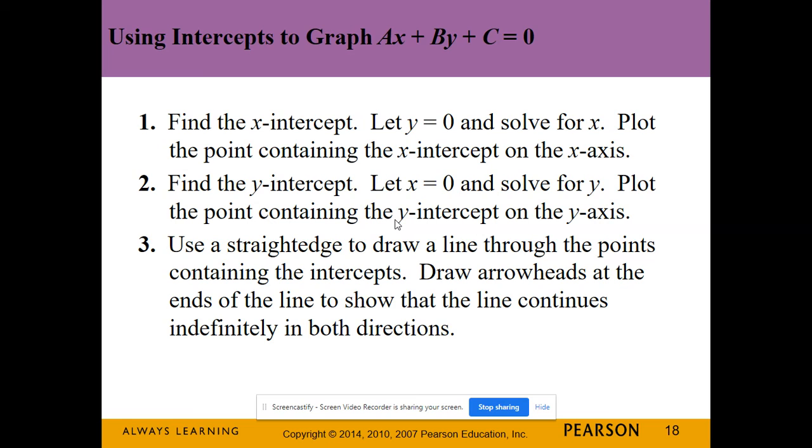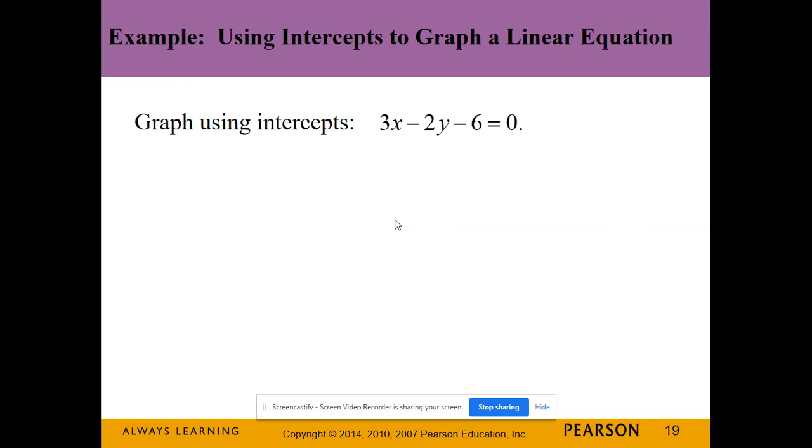So what you can do to find the x-intercept is you let y equal 0 and you solve for x. Then that ordered pair with 0 for y and whatever number you get for x is the x-intercept. Same exact thing for y. You let x equal 0 and then you solve for y. Now you've got 2 points and you can draw your line through it. So now we're going to practice that.